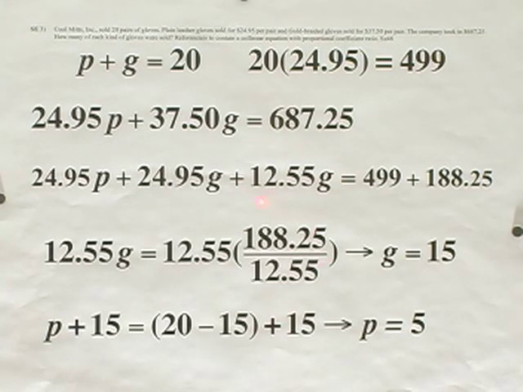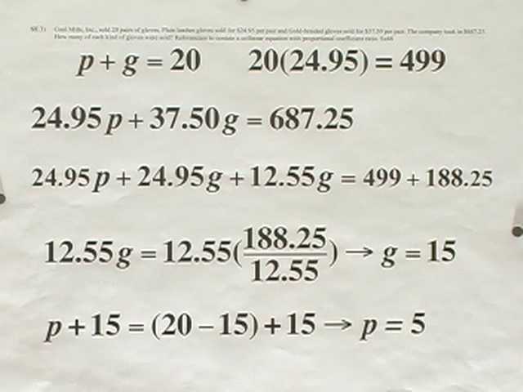This term, 12.55 times gold braided gloves, must equal 188.25. So there it is. And I'm going to take 188.25. I'm going to multiply by the coefficient, and I'm going to divide by the coefficient. And when I do this, I get 15. So 15 gold braided gloves were sold.